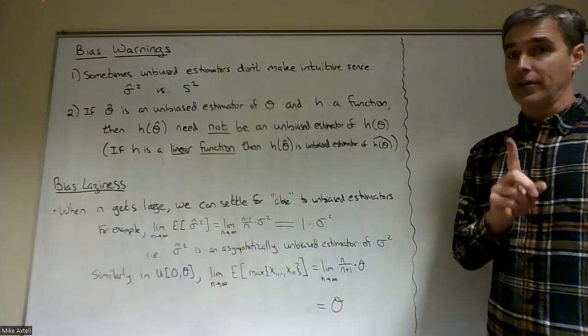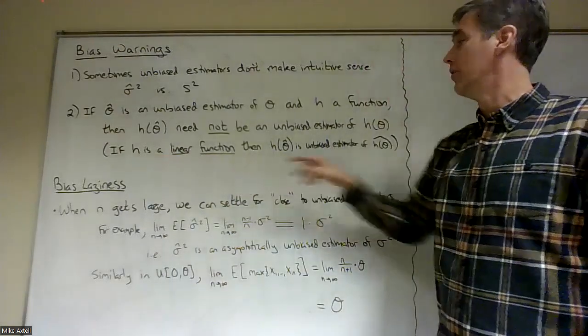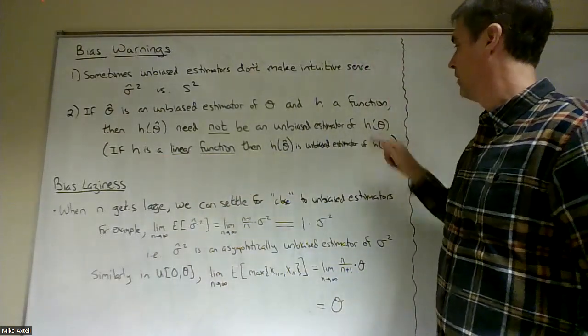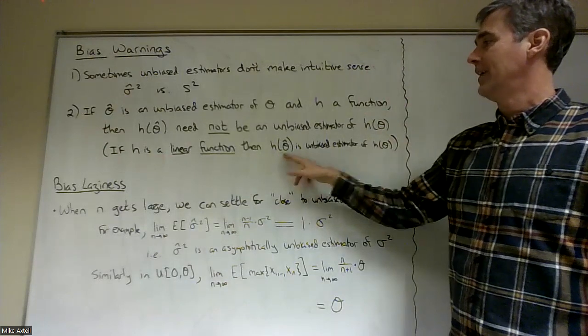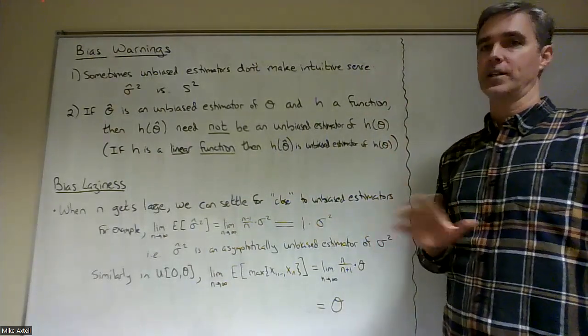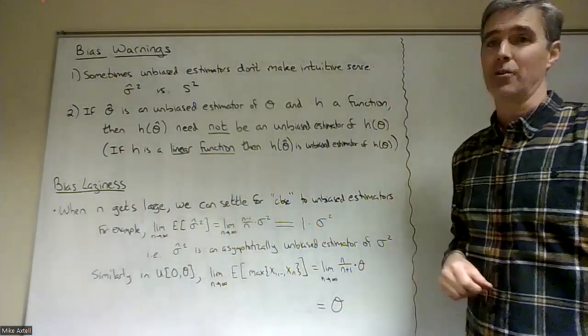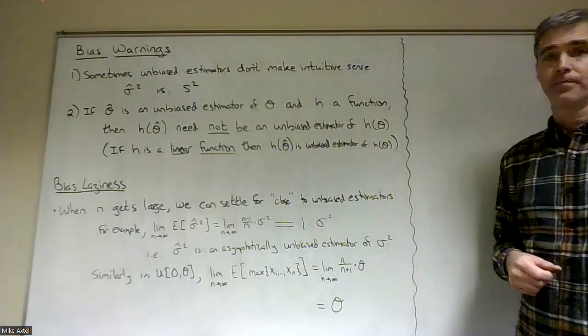Okay. But good news, if that function is a linear function, then h of theta hat is an unbiased estimator of h of theta. So linear functions don't mess up being unbiased. Like if you start squaring or square rooting, you might mess up your unbiased estimator if you push it through.